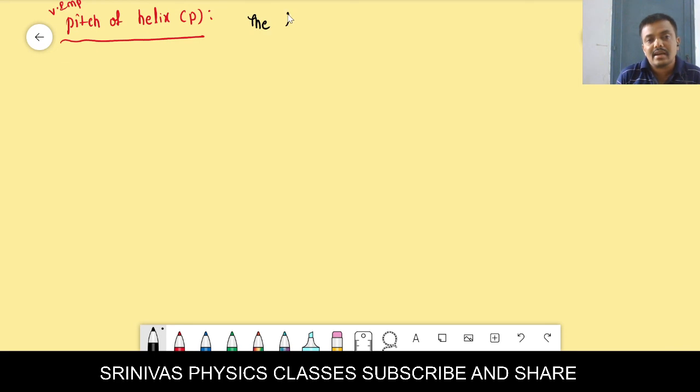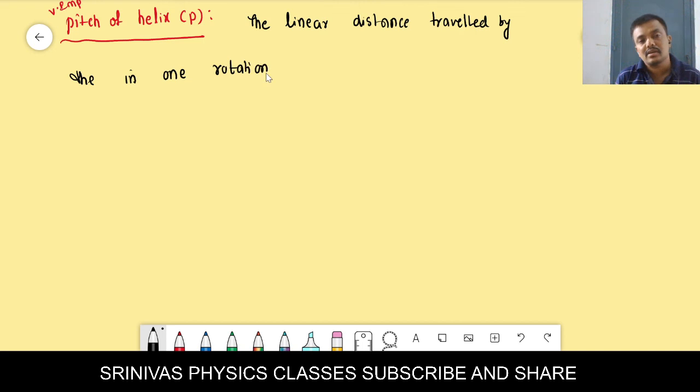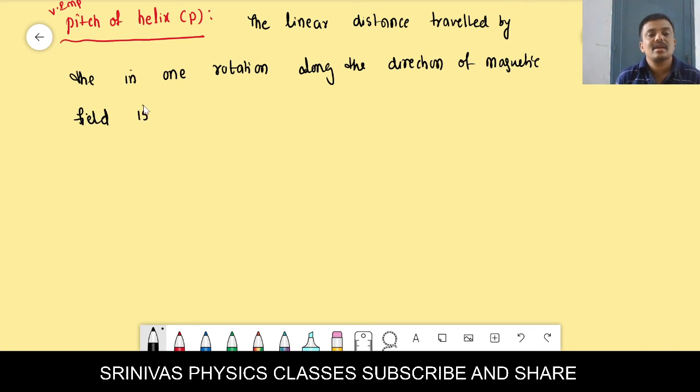Linear means straight line. The linear distance traveled by the charge in one rotation or one revolution along the direction of the magnetic field is called the pitch of helix. This is the pitch of helix.